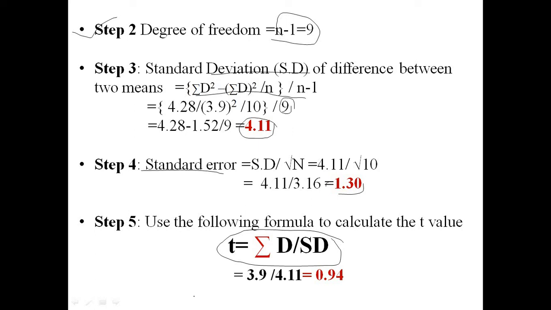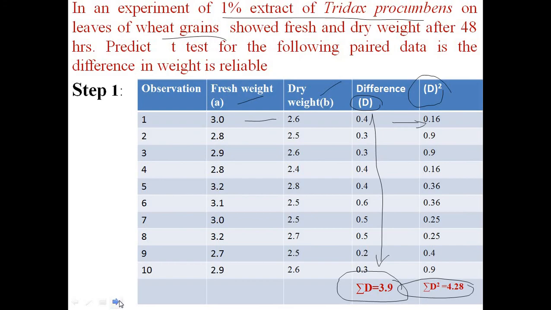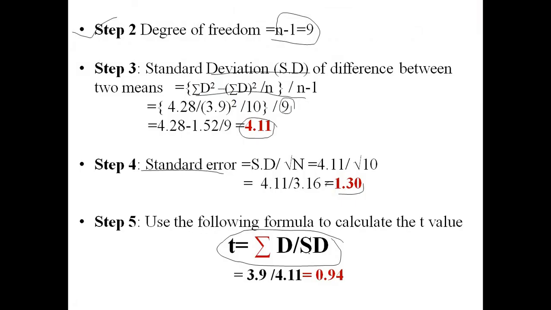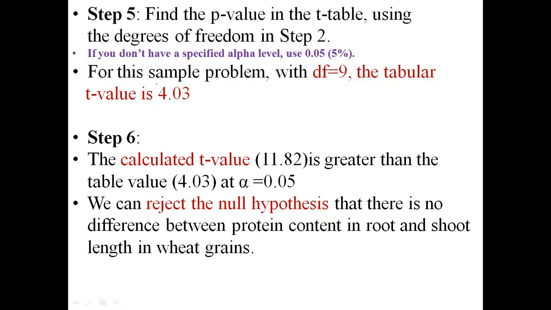So summation of D from the last table, okay, summation of D is 3.9, and your standard deviation from step 3 is 4.11. So we'll get the value 0.94. This is your calculated value. Again we have to compare this value with the tabular value, same as in the unpaired data. Again the degree of freedom 9 and 0.05 significance level is the same that I have shown before.